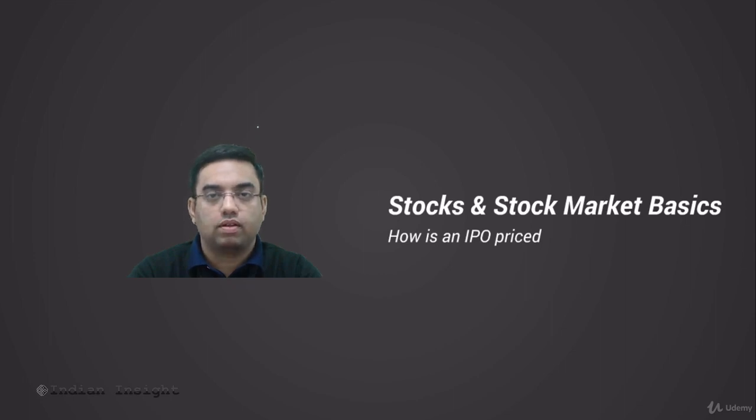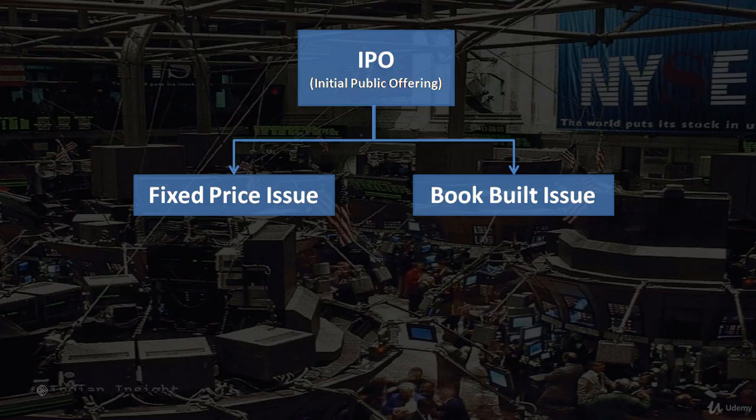Welcome back. In this video, we are going to look at how an IPO may be priced. Now, the details of how IPOs are priced might vary slightly from country to country. However, broadly we can say that there are two ways in which an IPO may be priced. These are the fixed price issue or the Dutch auction.